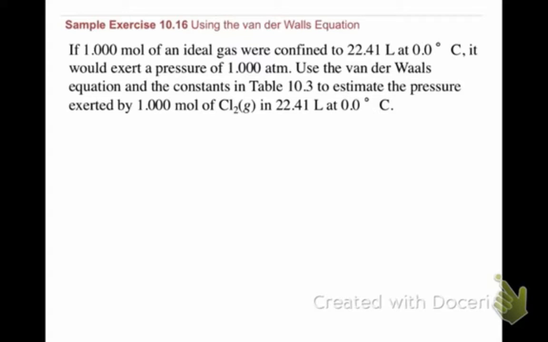All right, so let's work out a problem using the van der Waals equation. I've got 1 mole of an ideal gas confined to 22.41 liters at 0.0 degrees Celsius. It would exert a pressure of 1 atmosphere. That's ideal behavior. Now we're going to use the van der Waals equation and the constants in that table you just got to estimate the pressure exerted by 1 mole of chlorine gas in 22.41 liters at 0 degrees Celsius.